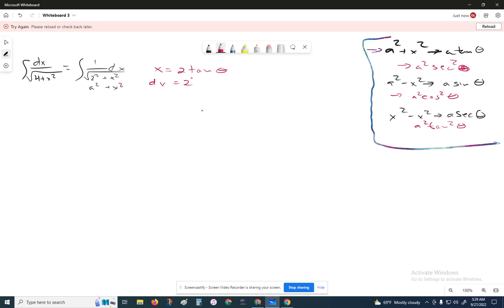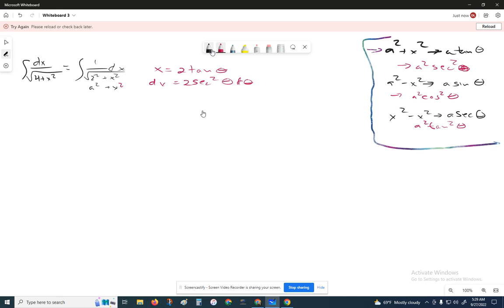What's dx equal to? Secant squared. Secant squared. My brain just went completely dead. Secant squared theta d theta. So that's my dx.